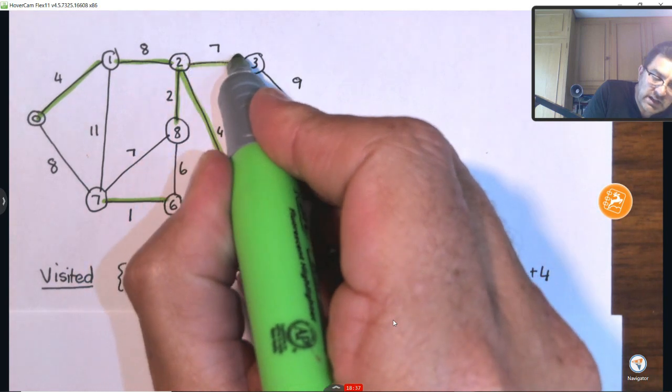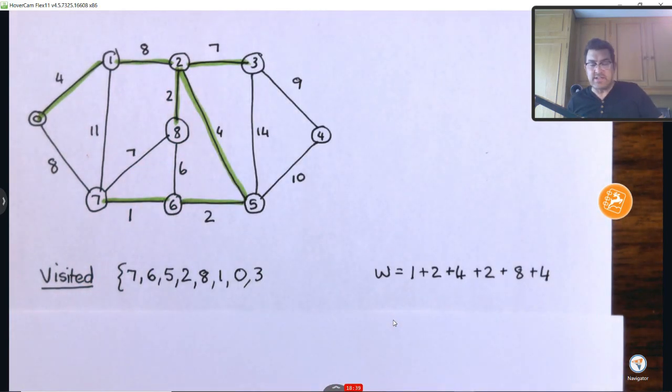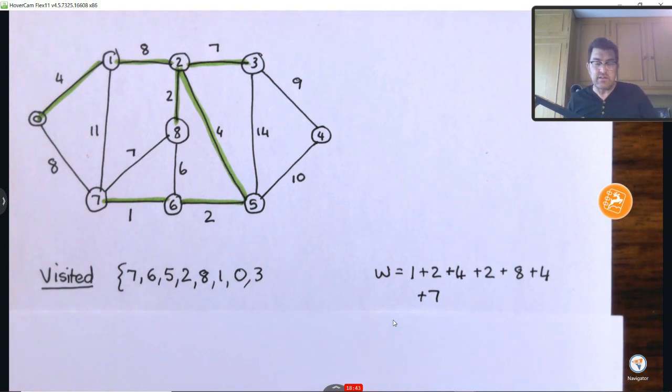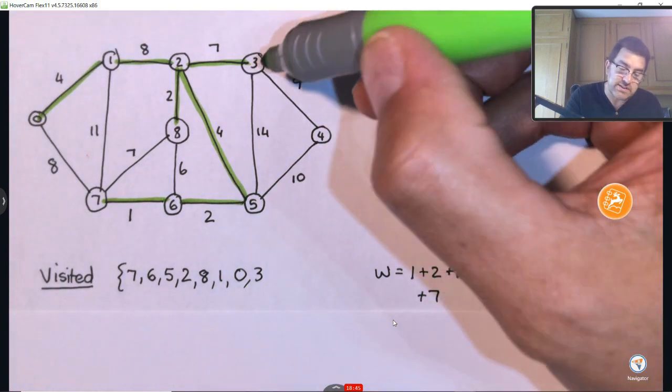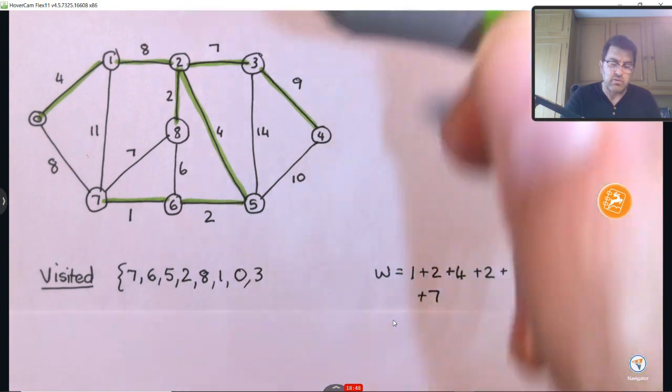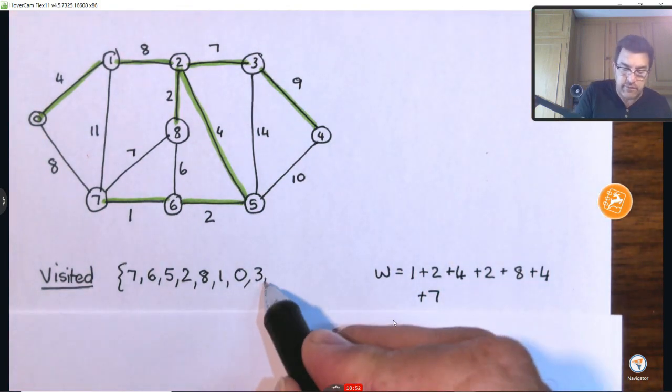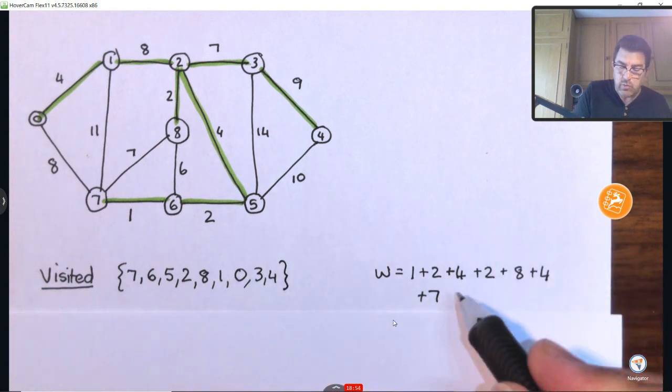Okay, having done that, we've added a weight of 7. And then you really just have one choice left, and that is to go to vertex number 4 with a weight of 9.